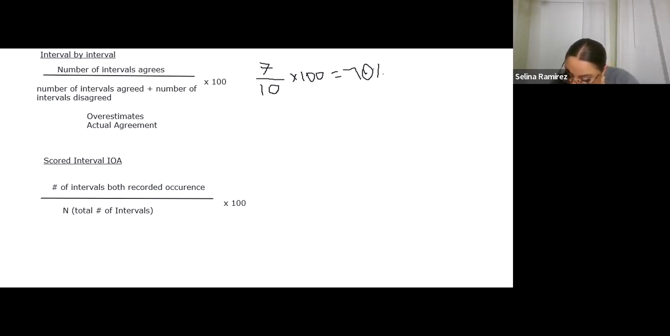Okay. So now it's taking us to figure 5.4 for scored interval. Okay, cool. Everybody go to page 116 for the scored interval example. For scored interval, IOA is calculated using only those intervals in which either observer recorded the occurrence of the behavior. So let's look at interval 1. In interval 1, did either observer collect an X?